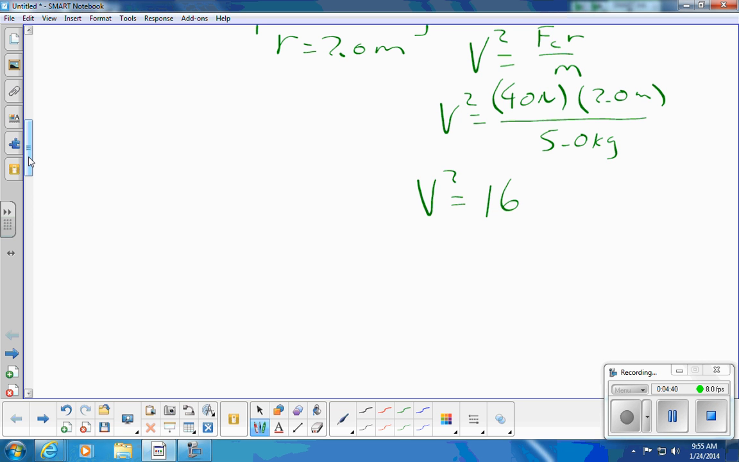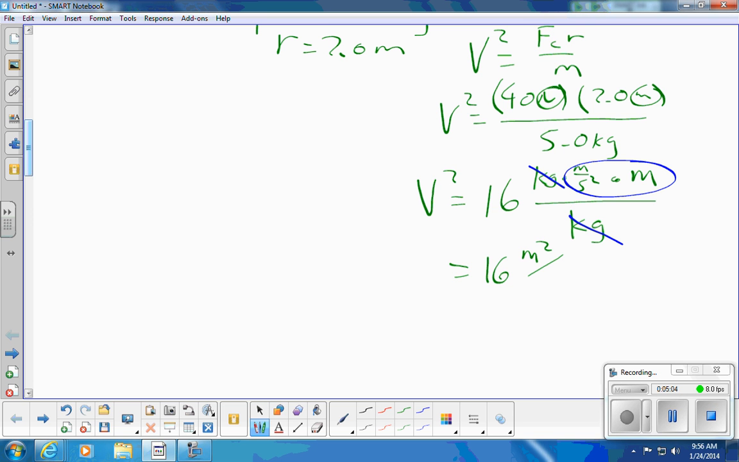Let's see, I've got Newton, which is a kilogram times meters per second squared. That's what a Newton is. So I've got that taken care of. Times meters, all divided by kilograms. What happens here? The kilograms cancel. And up on top, I have meters over seconds squared times meters, which means that I have 16 meters squared per second squared. That makes me happy because it's v squared.